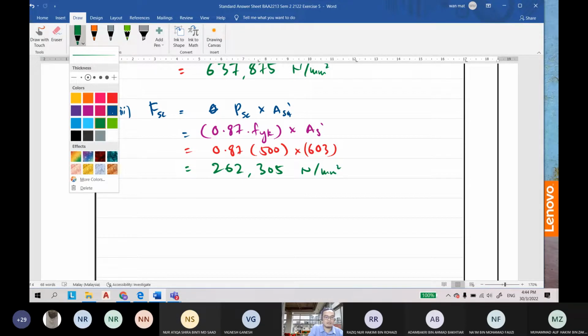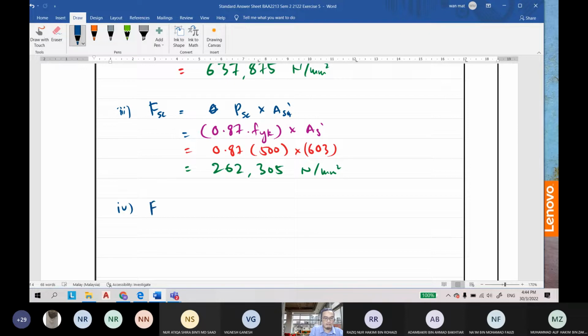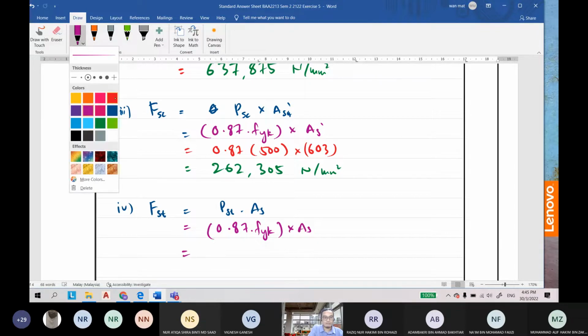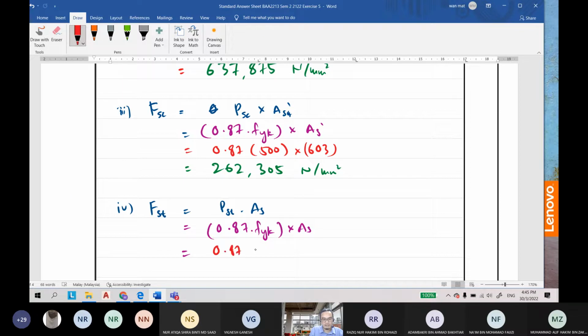And then situation number 4, FST is equal to PST times AS. Pressure times area will give you the forces. The pressure for steel is 0.87 FYK. Just remember this one, and then multiply by AS. So equal to 0.87. It's okay, I will write down the value one by one. Maybe quite boring, but it will help you. Okay, 256. What is the answer now?